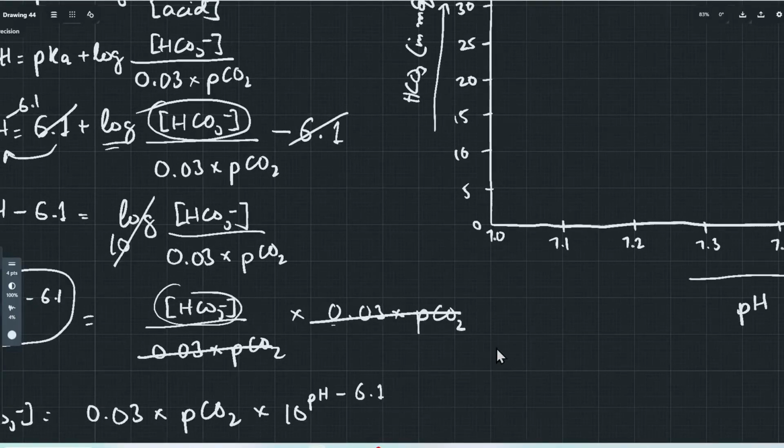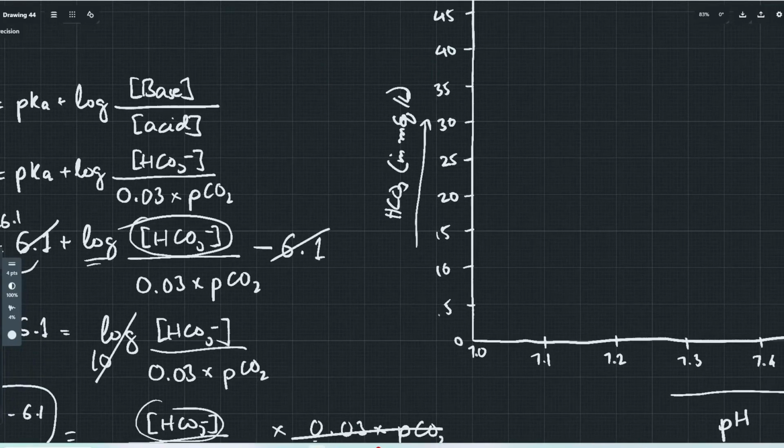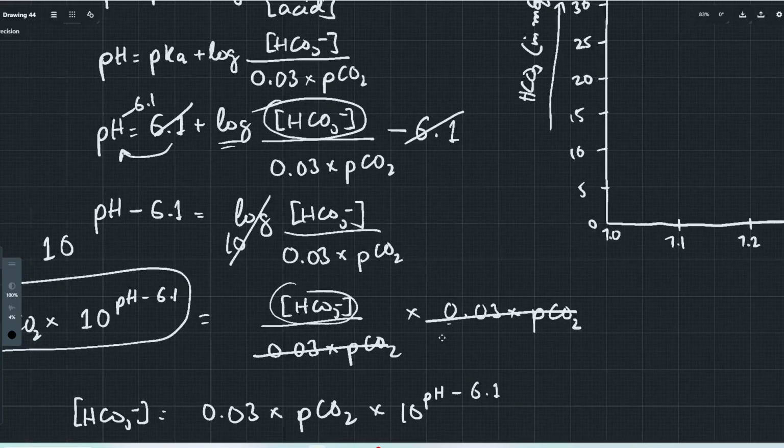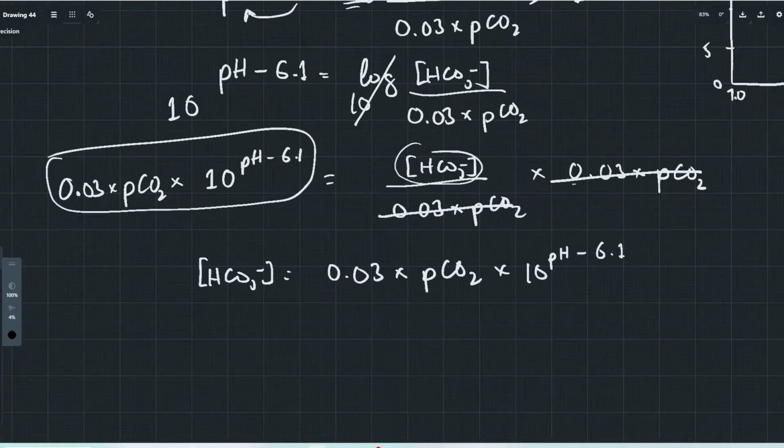Now let's start at 7.1. The question is, at pH 7.1, what would be the HCO3 level? Or in other words, at an HCO3 level of 5 milliequivalents per liter, what would be the pH level? So we can start from here and draw the graph, or we can start from the x-axis. We can start from the y-axis or x-axis, it's up to you. But I will start from the pH actually.